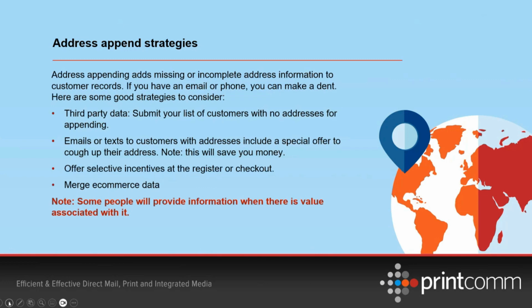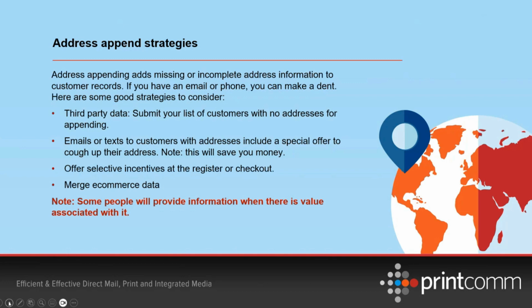Here are some quick strategies. Address appending adds missing or incomplete address information to customer records. If you have an email or phone, you can make a dent. So here are some good strategies to consider. The first one is third-party data. There are people we can submit your list of customers with no addresses to for appending, and you can get some pretty strong results. Some of what I've seen is exact matches on about 20-something percent of the names, and fuzzy matches close to 50%.